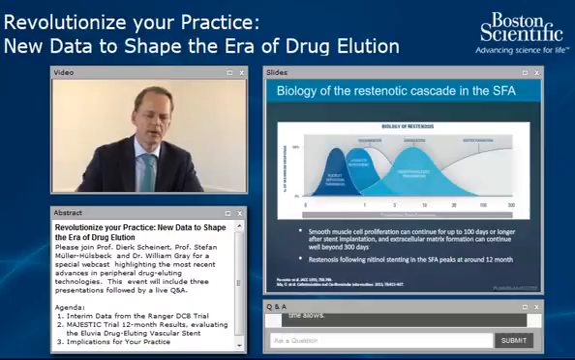The biology of the restenotic cascade in the SFA is in this context very important, because we know that smooth muscle cell proliferation can continue for up to 100 days or longer after stent implantation, and extracellular matrix formation can continue well beyond 300 days. Restenosis following nitinol stenting in the SFA peaks therefore at around 12 months.